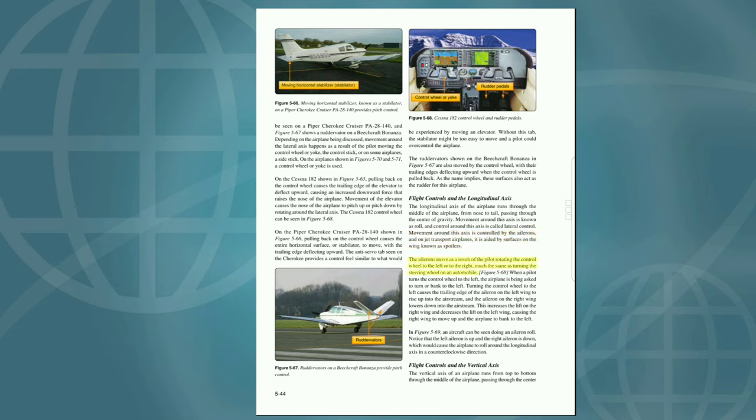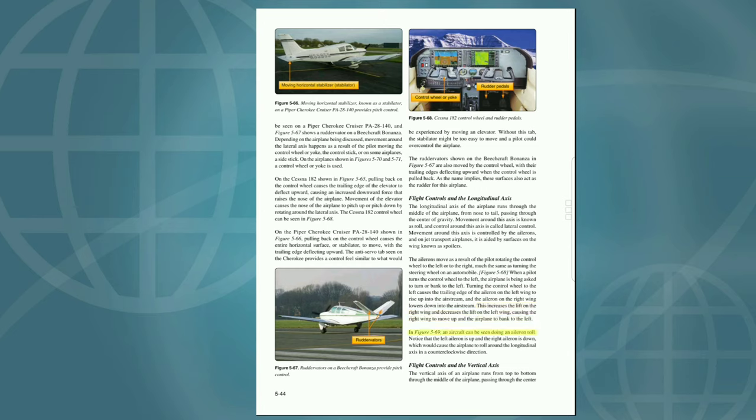The ailerons move as a result of the pilot rotating the control wheel to the left or to the right, much the same as turning the steering wheel on an automobile. When a pilot turns the control wheel to the left, the airplane is being asked to turn or bank to the left. Turning the control wheel to the left causes the trailing edge of the aileron on the left wing to rise up into the airstream, and the aileron on the right wing lowers down into the airstream. This increases the lift on the right wing, and decreases the lift on the left wing, causing the right wing to move up and the airplane to bank to the left.